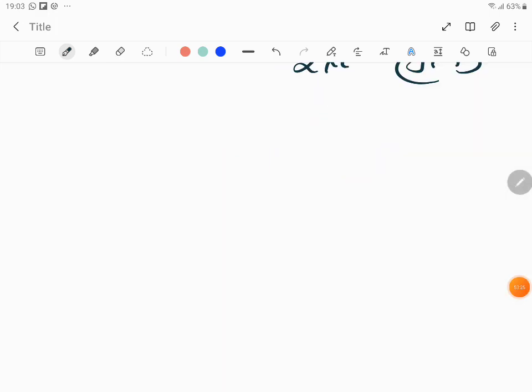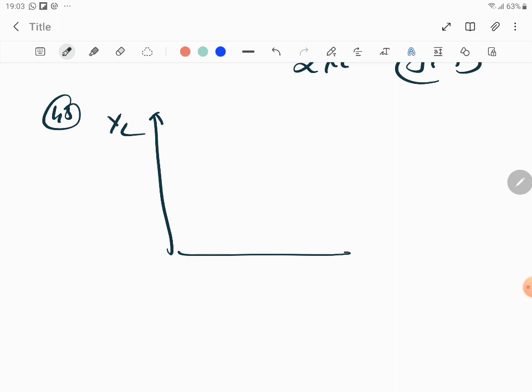Let's go to this sum. This example 48 is the world's most important sum, where there is an X_L versus frequency graph. The X_L values are 20, 40, and 60, and the frequency values are 100, 200, and 300 in hertz. Calculate the self-inductance of the inductor.